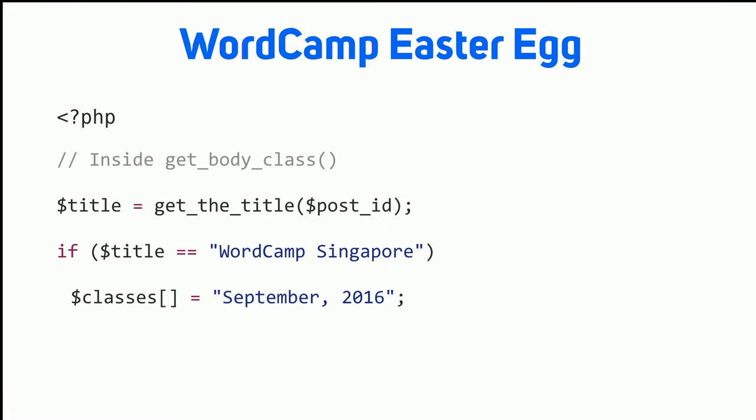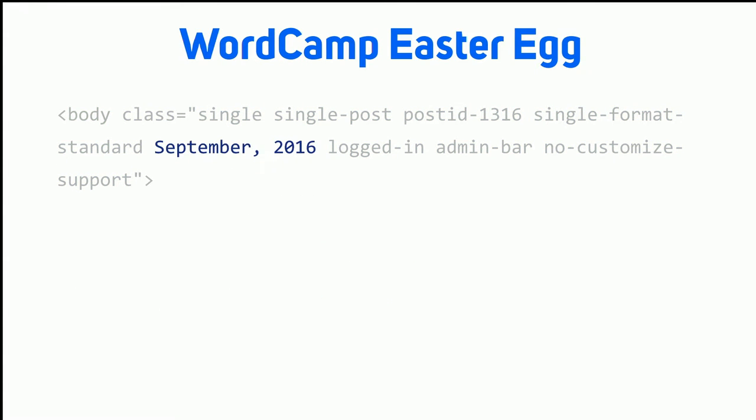So finally, we start writing some code, and it's relatively simple. We get the title. If the title happens to be WordCamp Singapore, then we add an Easter egg to the list of classes. But there are some problems with this code. The first problem becomes obvious when we look at the HTML. The code isn't adding one class, it's adding two. And they include characters that are going to make using these classes very difficult.